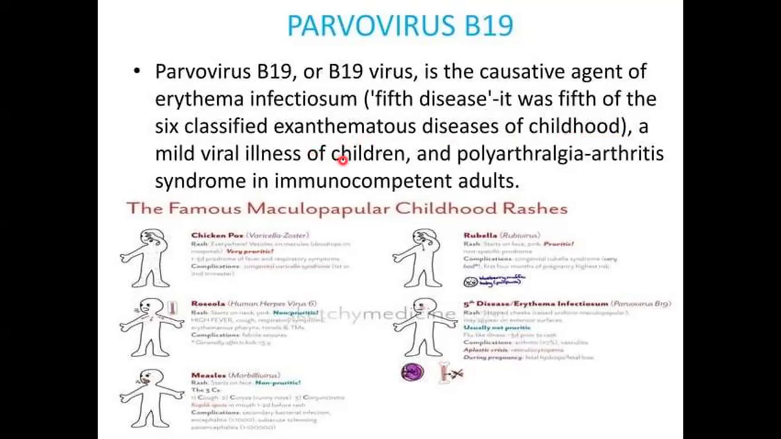A mild viral illness of children, and a polyarthralgia-arthritis syndrome in immunocompetent adults. This statement is very important, so I'm going to reiterate it. In children, it mainly causes the rash, and in adults, it mainly causes arthritis. The famous ones we know are chickenpox, roseola, which is HHV6, measles, rubella, and fifth disease. All these cause maculopapular childhood rashes.